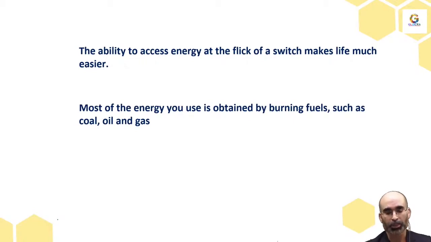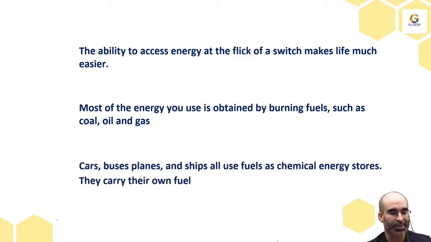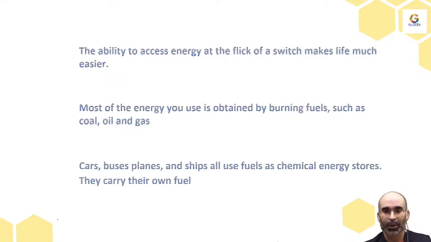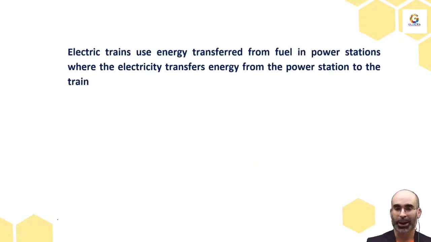So most of the energy you use is obtained by burning fuels such as coal, oil, gas. And cars, buses, planes and ships all use fuels as chemical energy stores. We'll talk about this. They carry their own fuel. Now, electric trains use energy transferred from fuel in power stations, where the electricity transfers energy from the power station to the train, right?